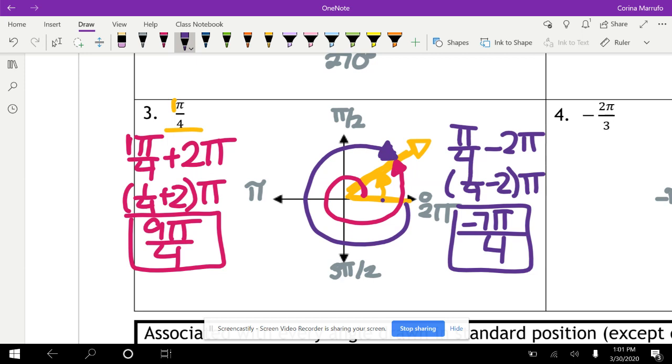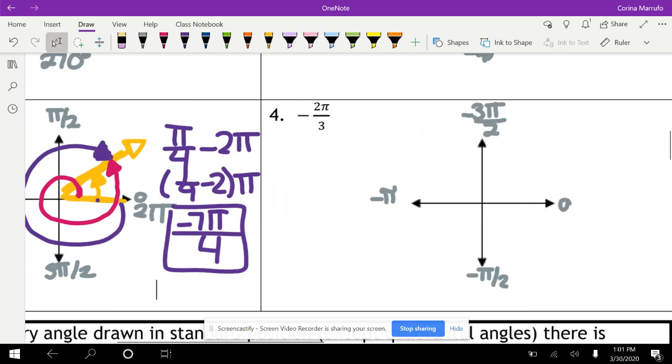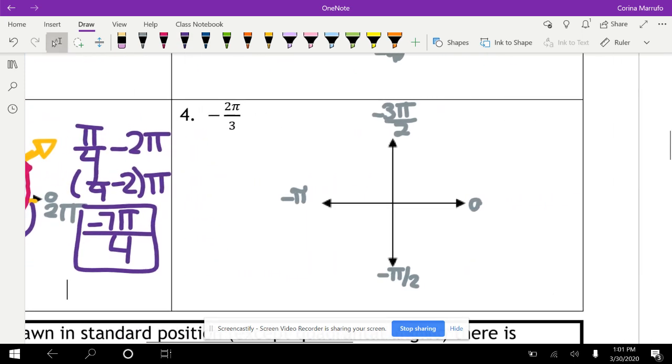All right, let's look at the next one. On this one, it is negative 2 pi over 3. So I went in the opposite direction, and I'm labeling my angles. I go from 0 to negative pi over 2 to negative pi to negative 3 pi over 2, and then I forgot to put the negative 2 pi here. That's one full rotation. So because we're going in the negative direction, I'm going to show you how you do it again. So from here to here is 1 full pi. In this case, it's negative pi.